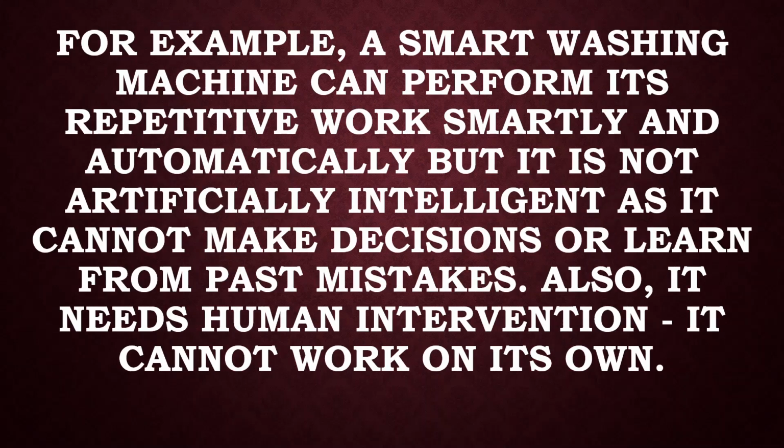For example, a machine is called smart. A smart washing machine can perform its repetitive work smartly and automatically, but it is not artificial intelligence, as it cannot make decisions or learn from past mistakes. Also, it needs human intervention. It cannot work on its own. I hope you are understanding the differences between a smart machine and an intelligent machine.